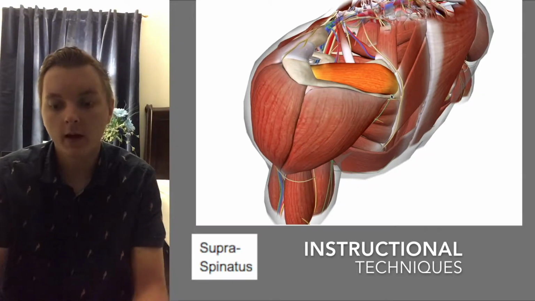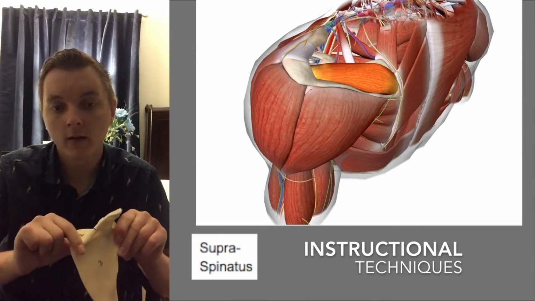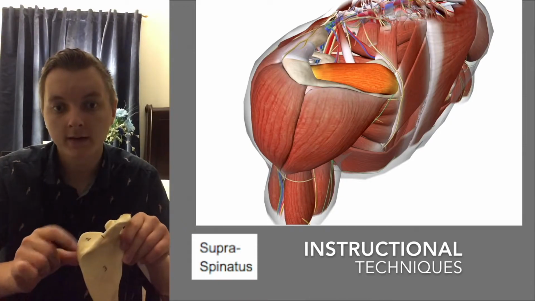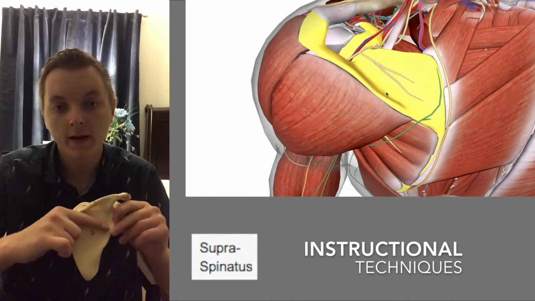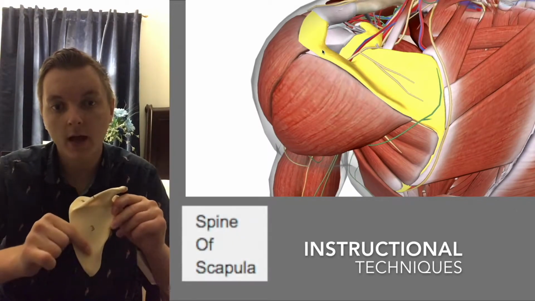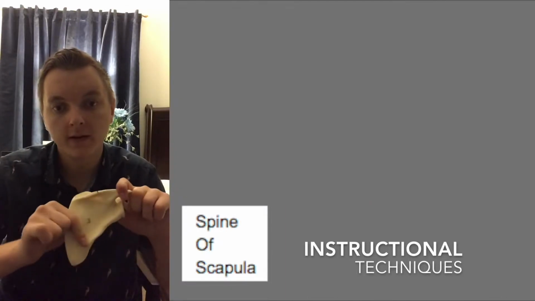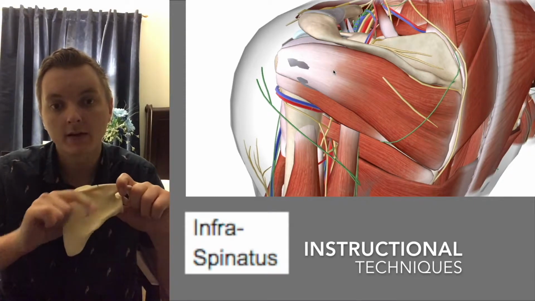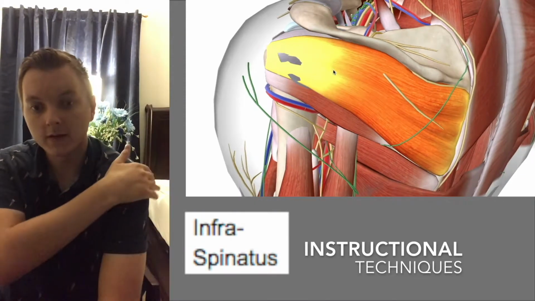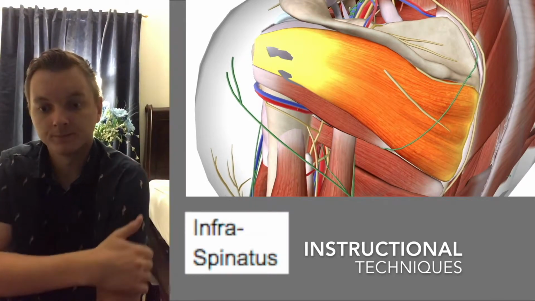Next, another landmark area is the spine of the scapula. Think, why is it called supraspinatus, above the spine of the scapula? Why is it called infraspinatus, below the spine of the scapula? Next, the infraspinatus muscle will be discussed. The origin of the infraspinatus muscle is the infraspinous fossa. The insertion of the infraspinatus muscle is the greater tubercle of the humerus.